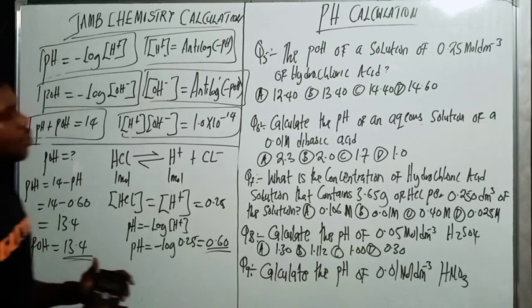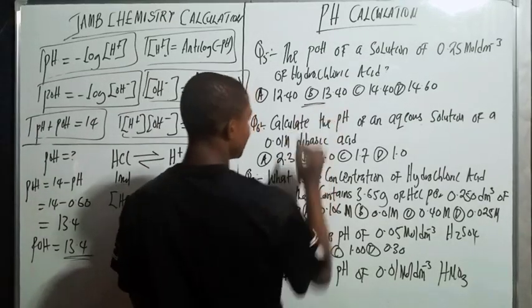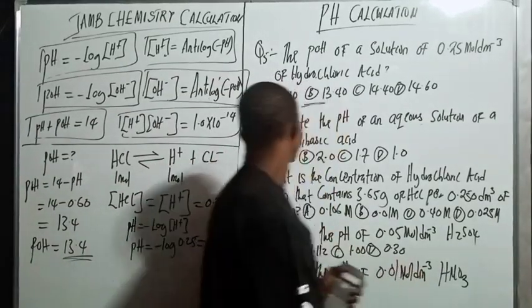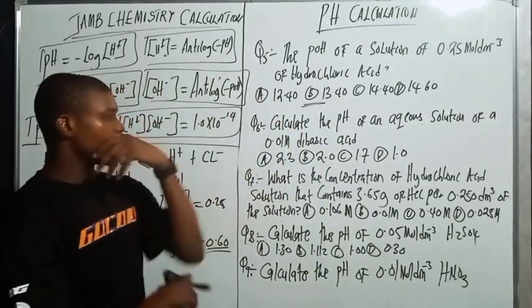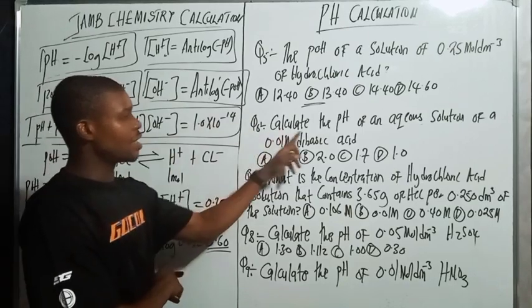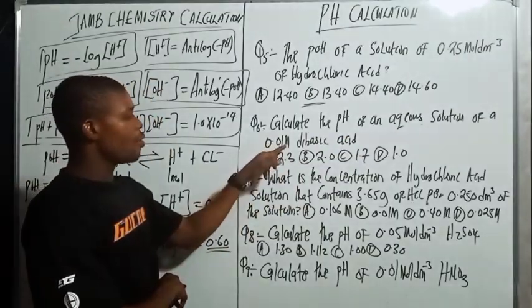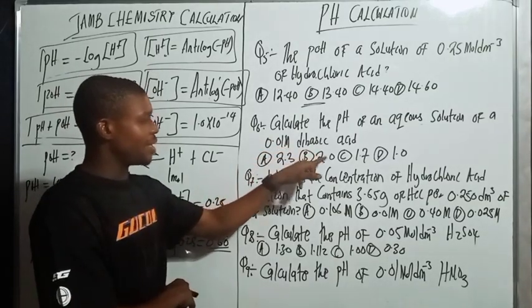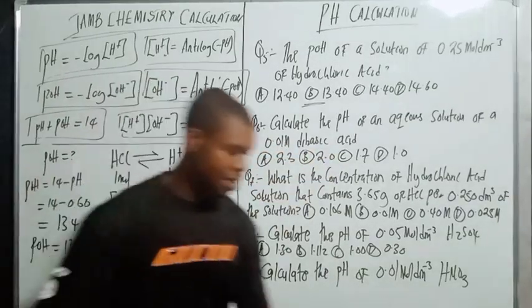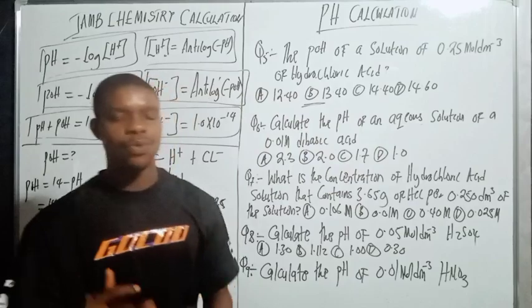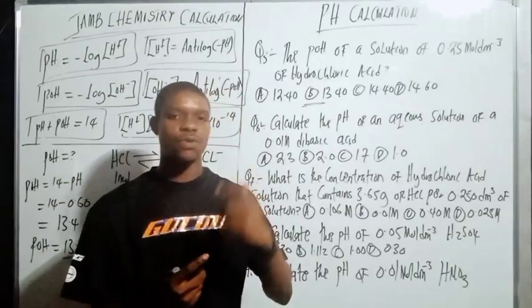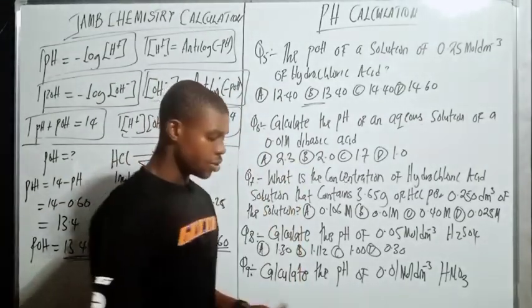Let's check our options here. So B is the answer, right? So here we have the next one, so go ahead and calculate. They say calculate the pH of an aqueous solution of 0.01 molarity dibasic acid. Remember, I told you that when we have a dibasic acid, it has two protons, right?